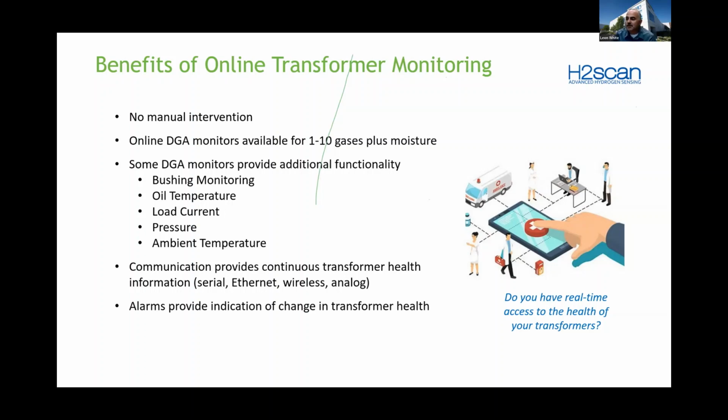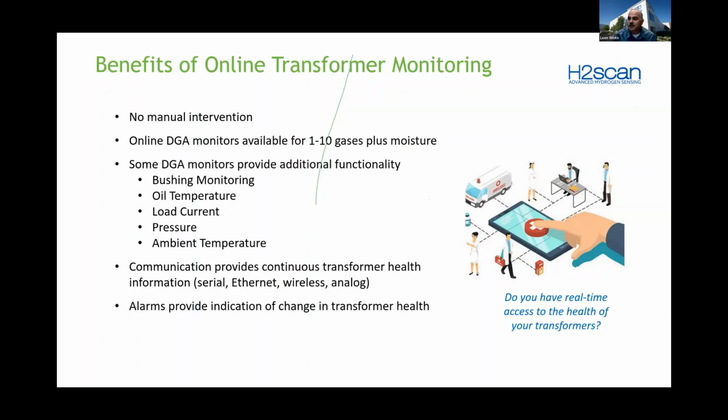So as the DGA monitor products have been evolving over time, there's a trend in the industry to add additional things into the DGA monitors. So you're putting more and more functionality into one device, which generally is a benefit for the industry. It lowers costs and allows you to put monitoring on more devices. Also provides the benefit of the additional monitoring.